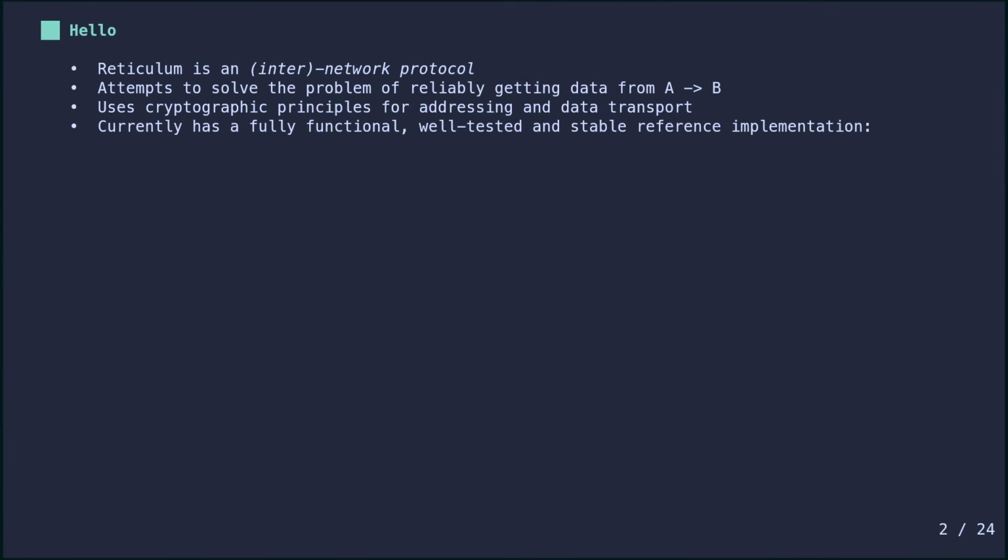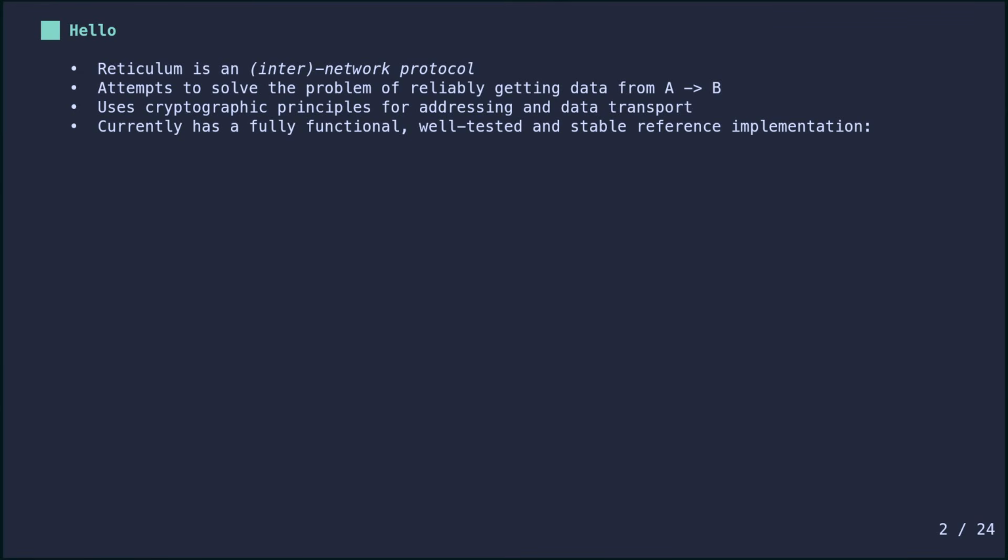So, what is Reticulum? Reticulum is a networking protocol. It's also an internetworking protocol. And it attempts to solve the same problems that we're familiar with, namely getting any kind of data reliably from point A to point B, either directly or over any number of hops. But it uses cryptographic principles for addressing and data transport instead of arbitrary number assignments.